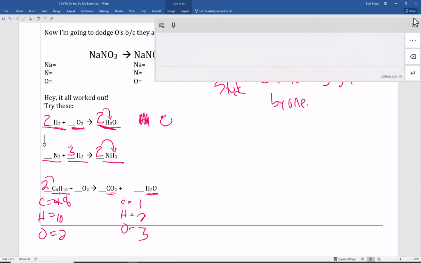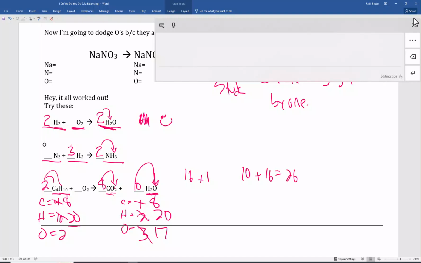2 times 4 is 8. 2 times 10 is 20. Let's do my carbons over here. How do I get 8 carbons? Put an 8 right here. 8 carbons, and that gives me 16 plus 1, 17 oxygens. That's not looking very promising. I want to get 20 hydrogens. I put a 10 here. 20 hydrogens, and then I have 10 H's plus 16. Oof, it's 26. Oh, crud.